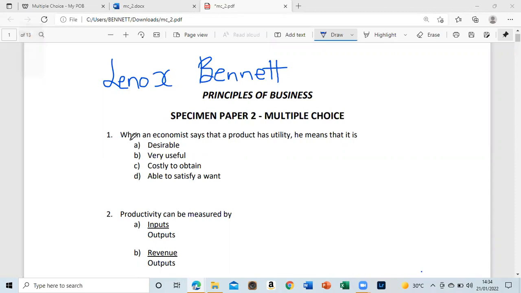All right, so everything checks in, everything is all right. This is a POB specimen multiple choice paper, questions 1 to 6. Without further ado, let's proceed.